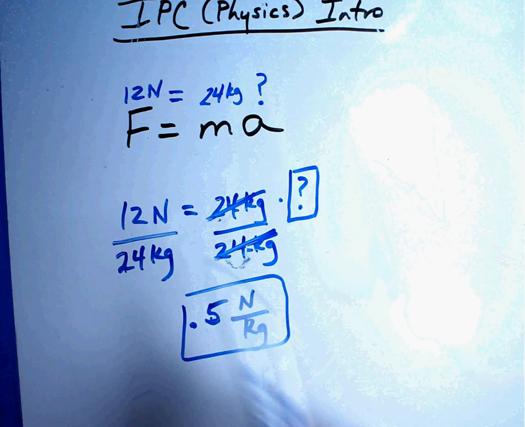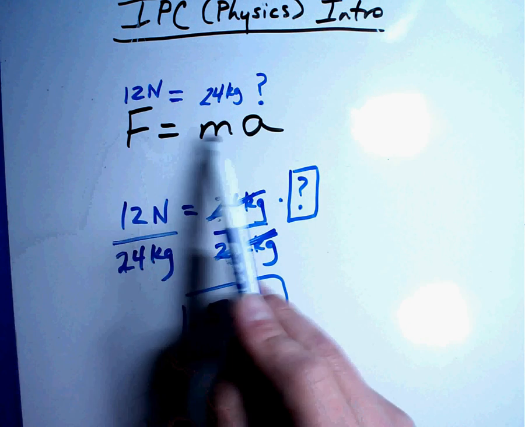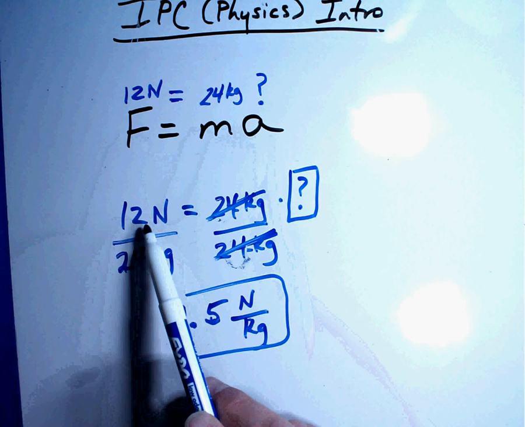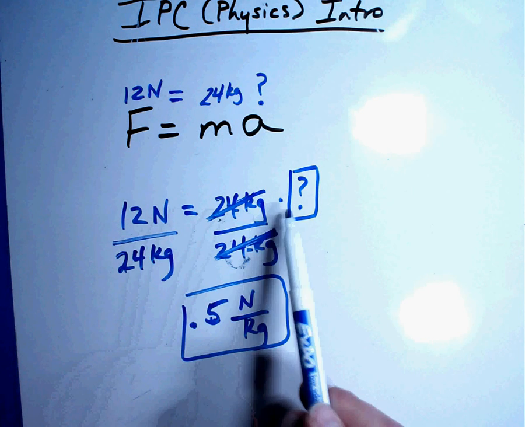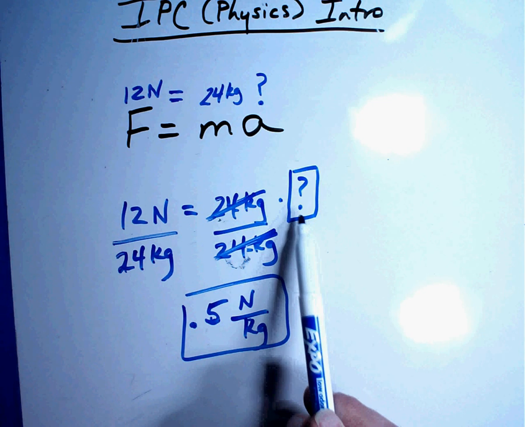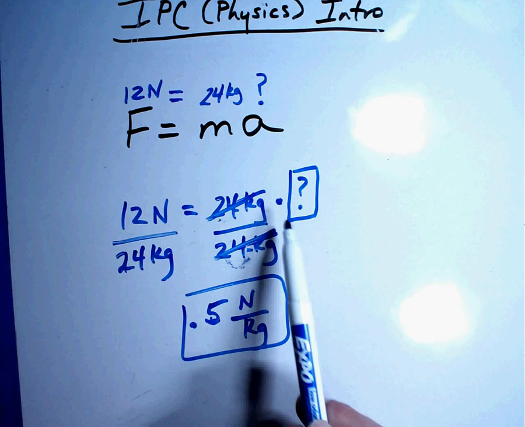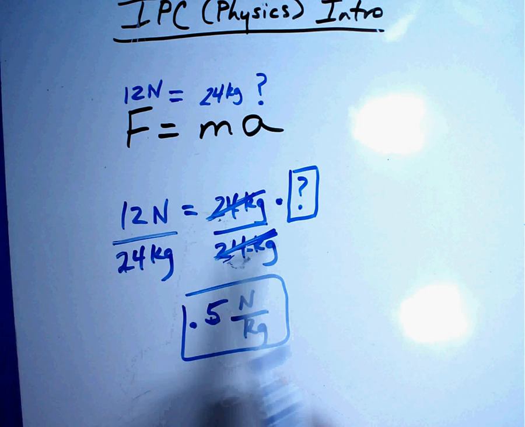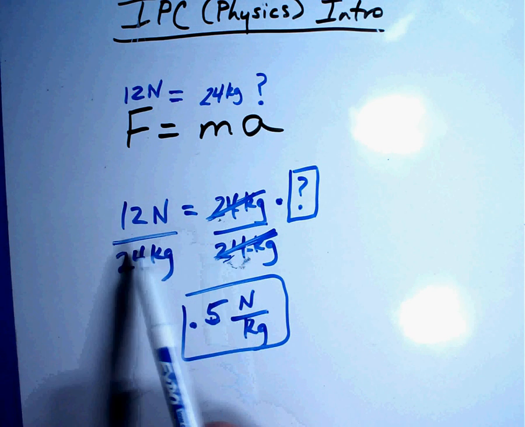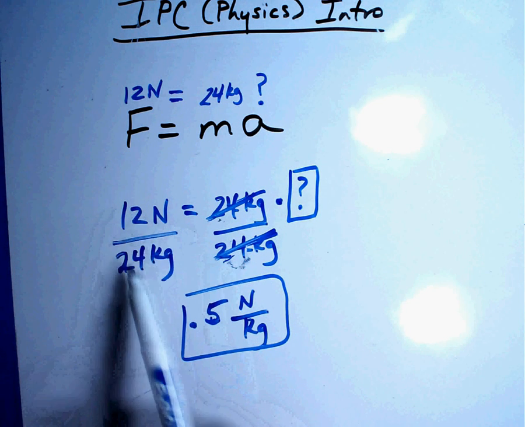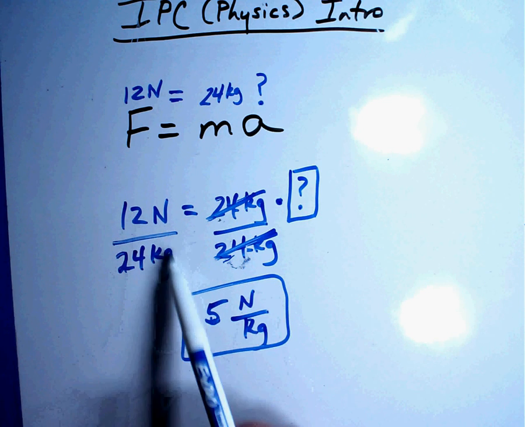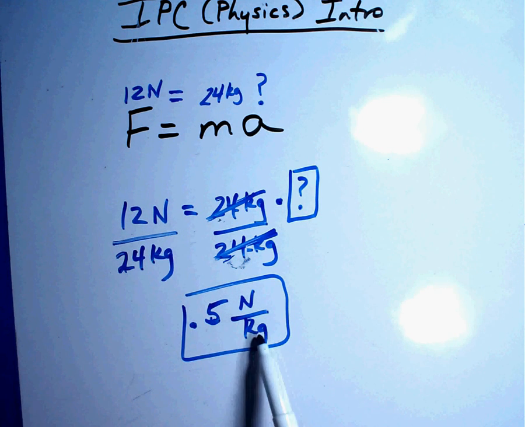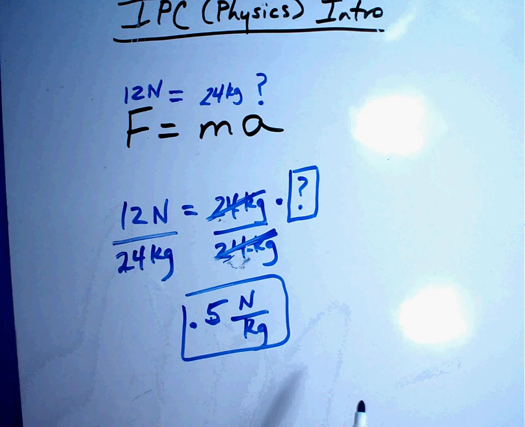So I rewrote the question without F equals MA. Well, 12 N equals 24 kilograms times question mark. Leave the question mark there. That's a multiplication sign. So how do I move that? Divide. It's the opposite. 24 divided by 24, they're gone. What I do on one side, I do on the other side. 12 divided by 24. The N divided by kg just didn't change. 12 divided by 24, 0.5.